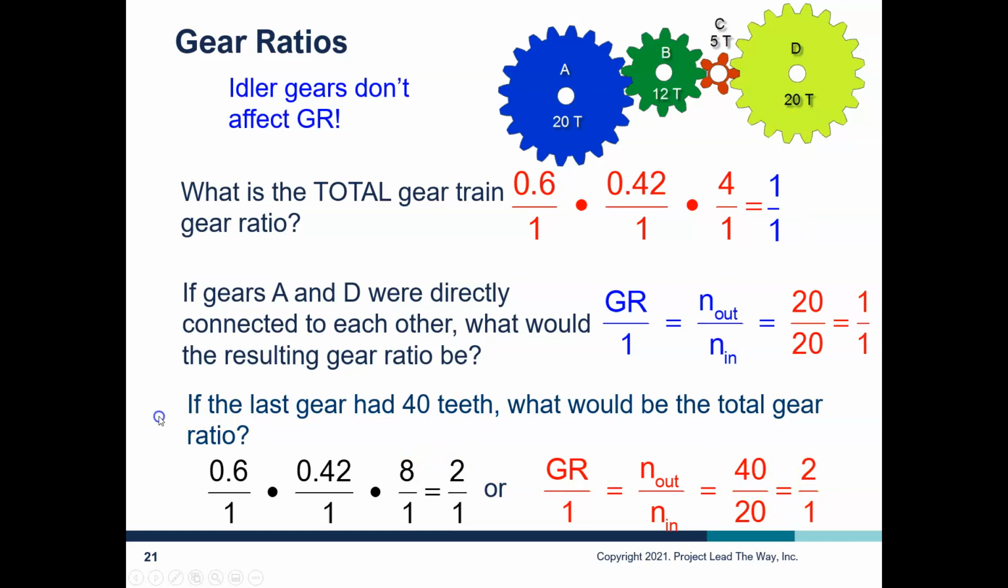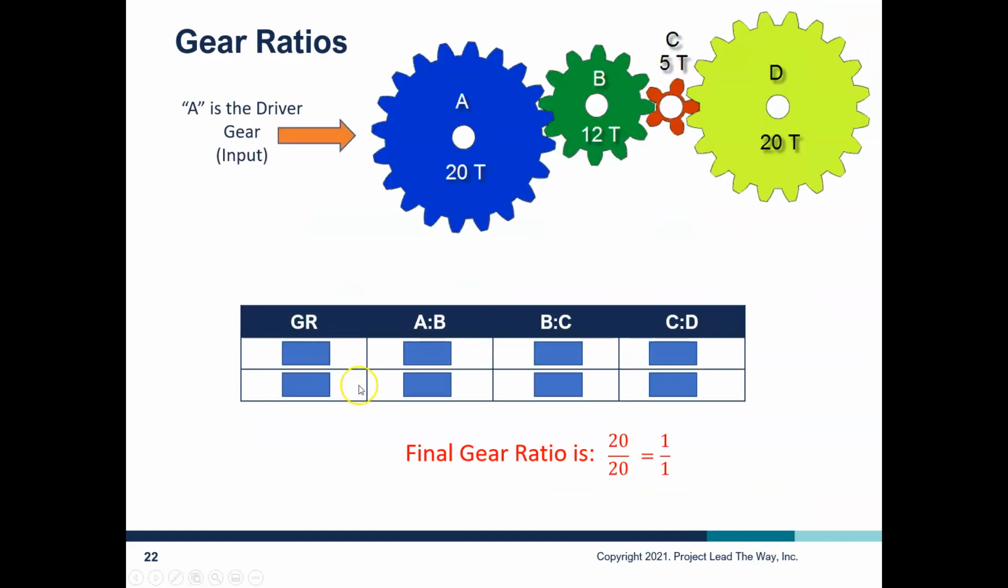But there's actually another way to do it too, so let's talk about this for a second. The gear ratio out over the gear ratio in: what's A to B? Well, we know it's going to be 12 over 20. B over C is going to be 5 over 12, and C over D will be 20 over 5. So I can actually cancel out all of the like values and be left with the gear ratios for my input and output gear. My 12s will cancel out and my 5s will also cancel out, and I'm left with a 20 over 20, which is also, again, a 1-to-1 gear ratio.